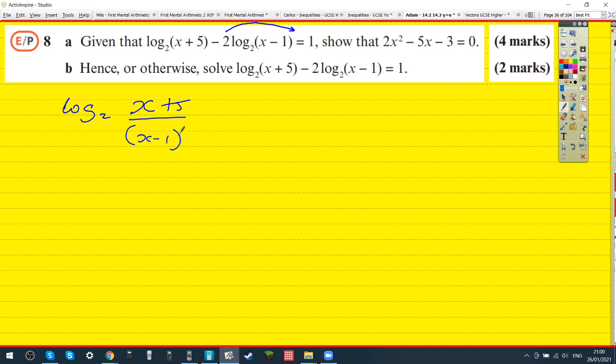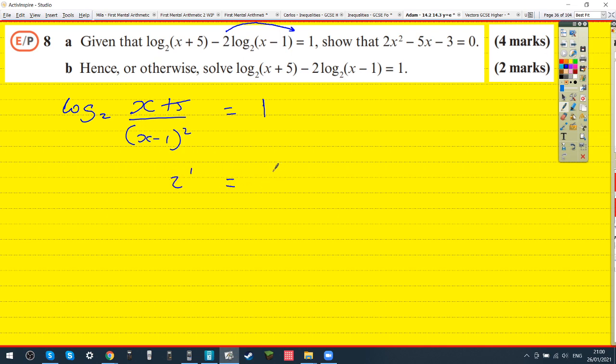And then can you simplify the bracket? Can you expand it? You could. So that's equal to 1. What could you do next? You could do 2 to the 1 equals x plus 5 over brackets x minus 1 squared.